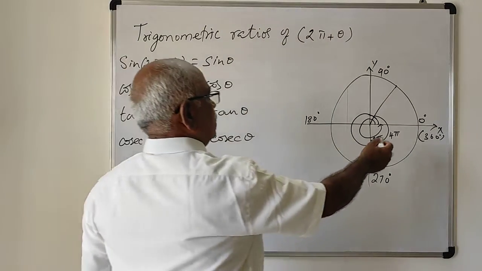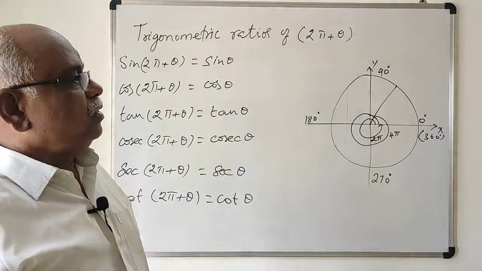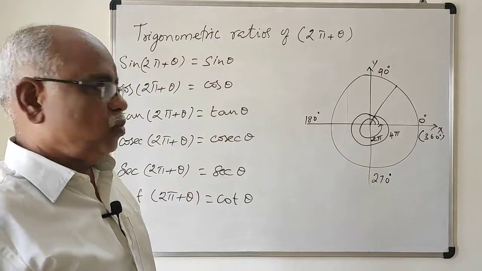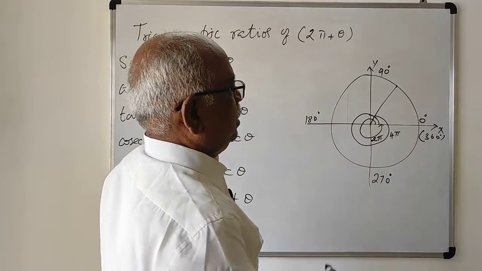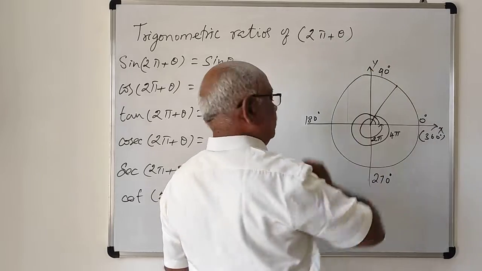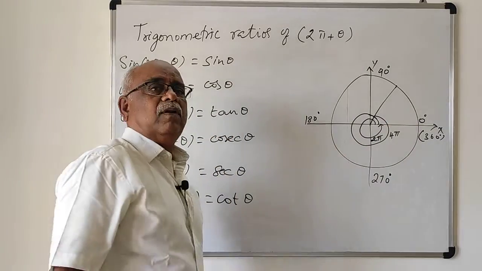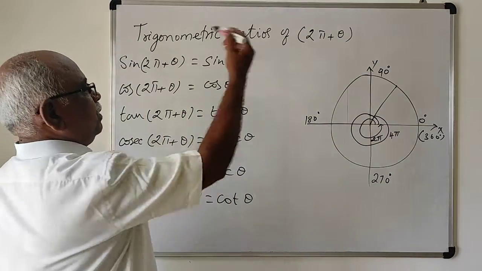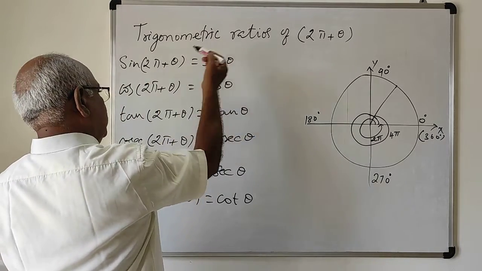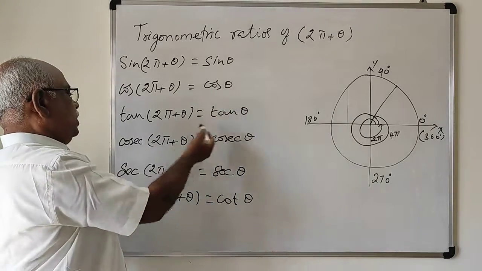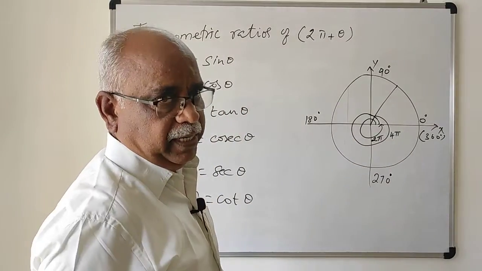This is the unit circle, so one complete round is 2 pi. The circumference of the circle is 2 pi, since its radius is 1. So 2 pi plus theta is our next ratio. 360 plus is otherwise called 2 pi plus theta. We consider 2 pi as 360 degrees, which will not alter the ratios. Therefore, sin of 2 pi plus theta is sin theta. Cos 2 pi plus theta is cos theta. Tan 2 pi plus theta is tan theta. Cosecant 2 pi plus theta is cosecant theta, like that. 2 pi plus is the same as 360 plus only.